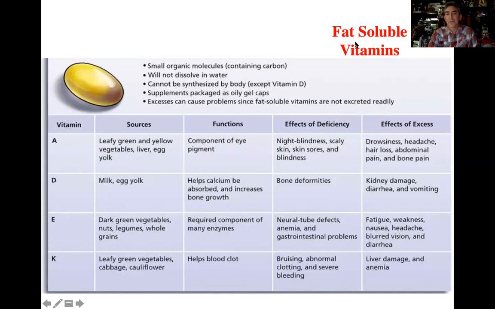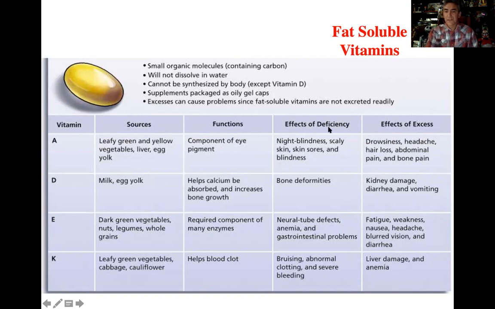So, fat-soluble vitamins. We can end up in situations where our body becomes deficient in fat-soluble vitamins, but we can also get into situations where our body has excess amounts of fat-soluble vitamins. So fat-soluble vitamins have to be maintained at a sort of medium, midline homeostatic point. Problems happen when we're deficient. Problems happen when we're in excess, overdosed, right?